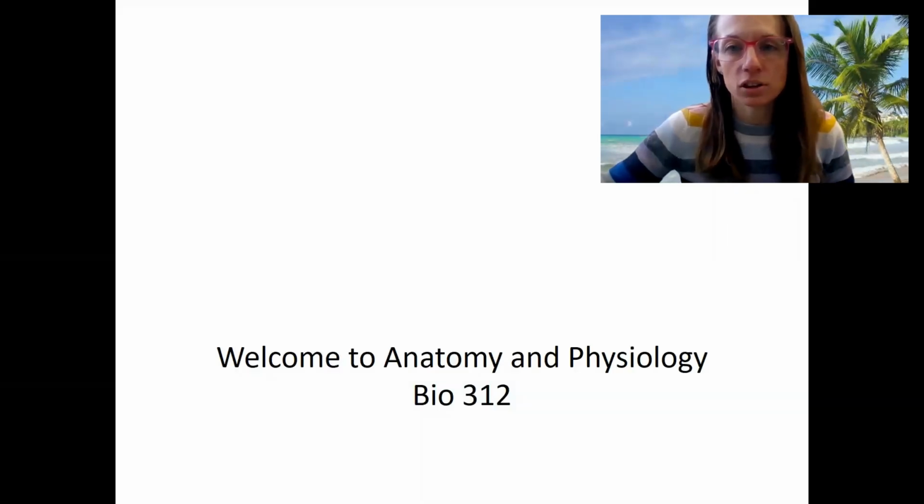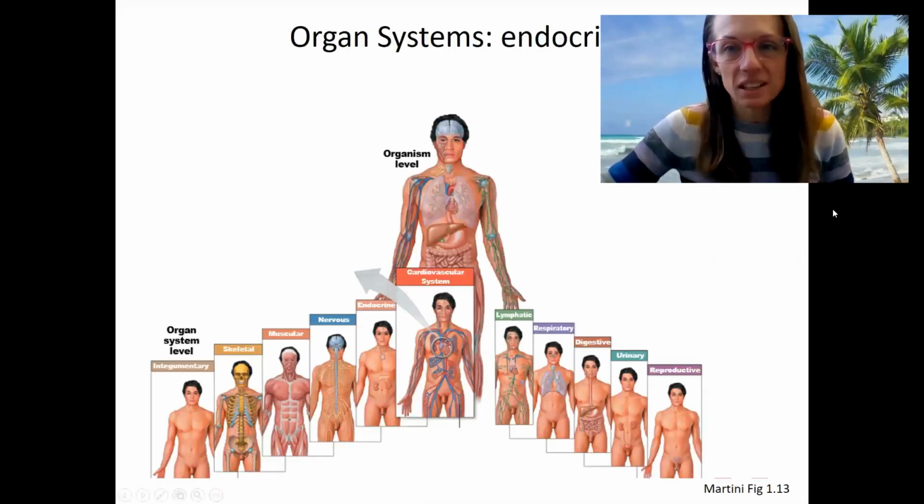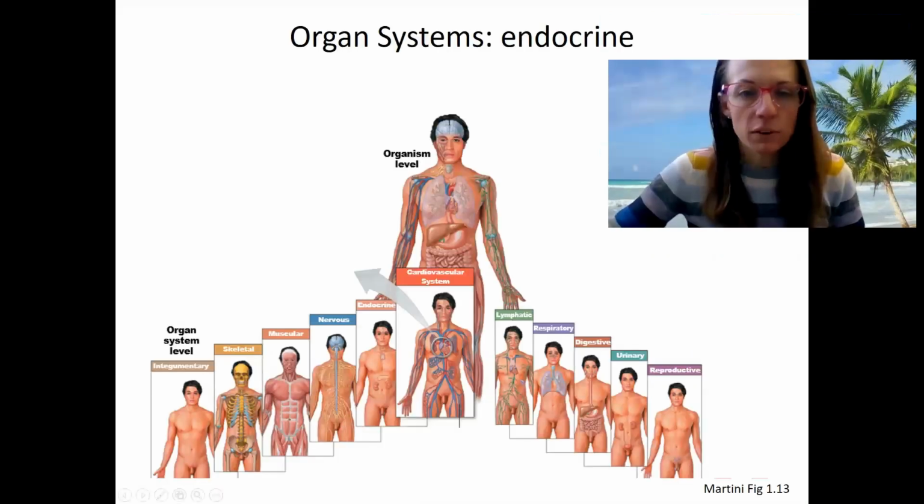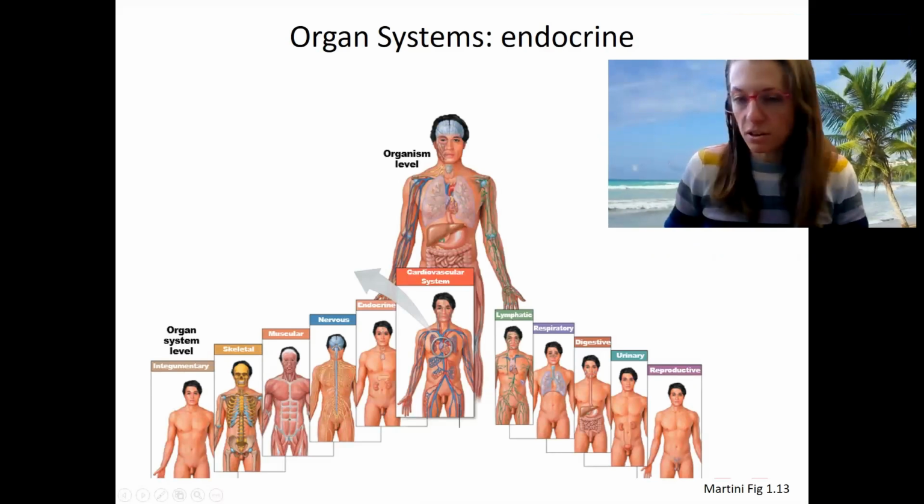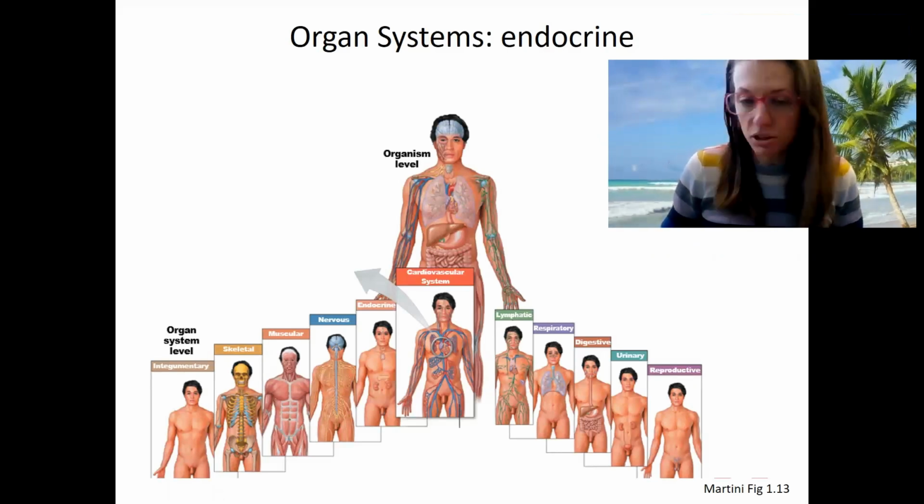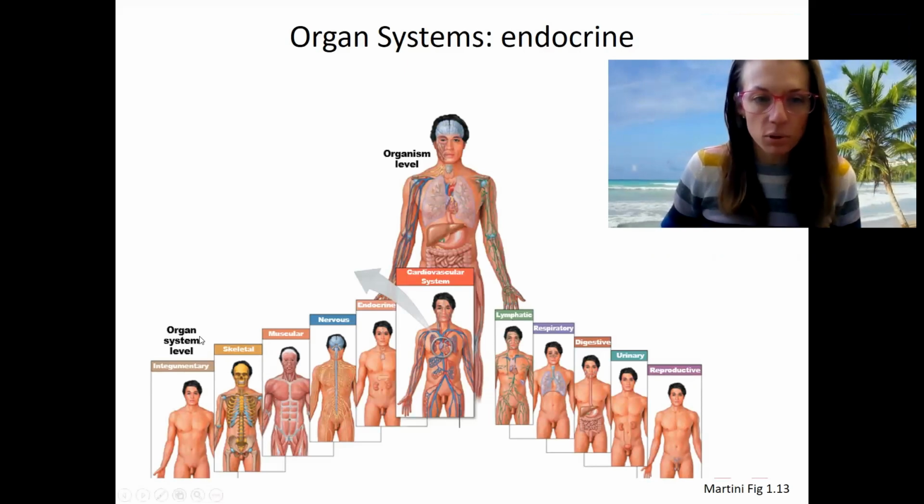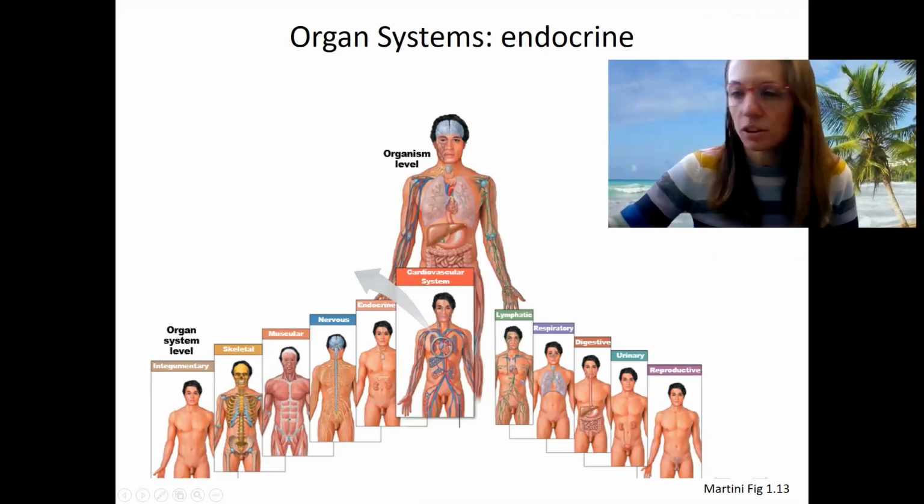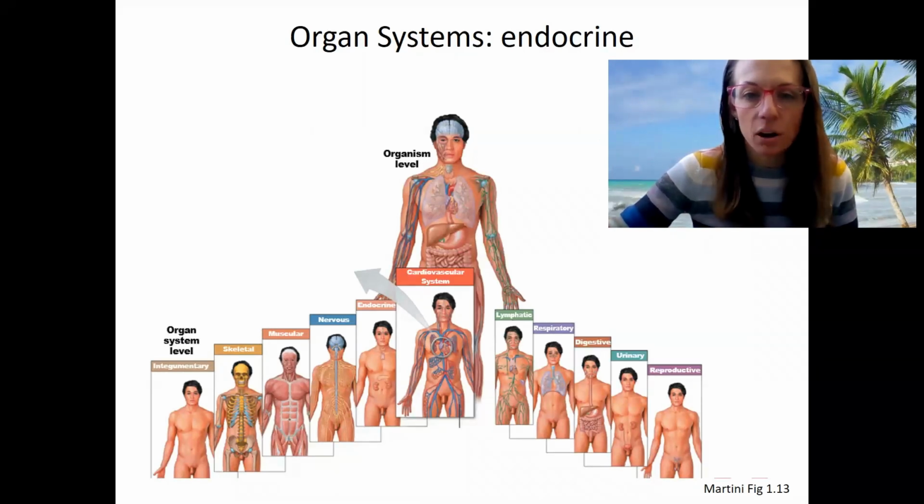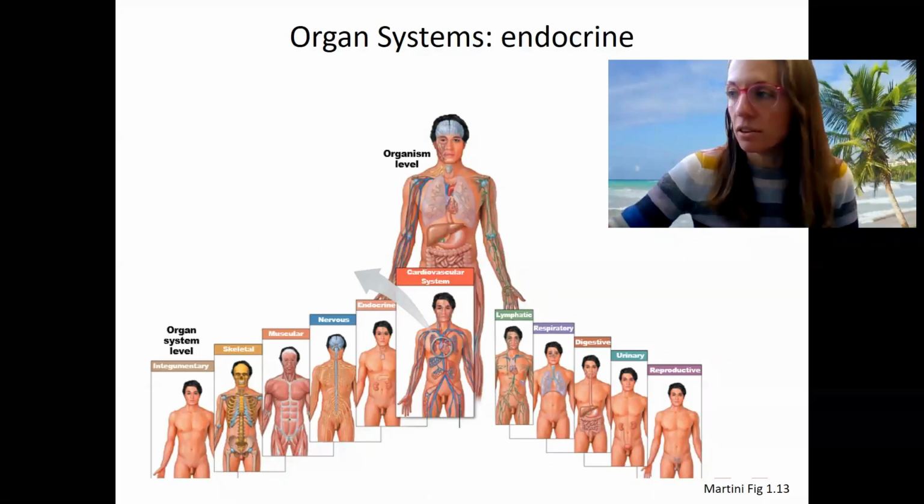So welcome to the first lecture for anatomy and physiology for the spring. We're going to start with the endocrine system. So if you recall, in the fall, we did a couple of organ systems. We've talked about the integumentary system. So most of the ones on the left over here. So integumentary, skeletal, muscular, nervous system are what we focused on in the fall.